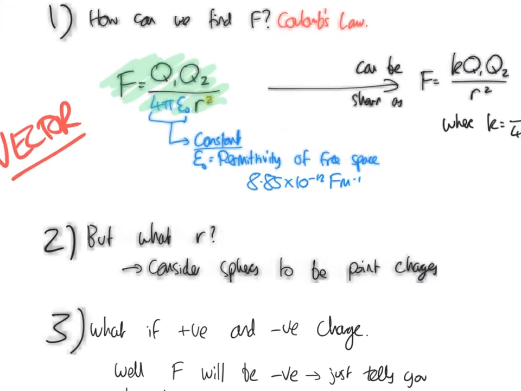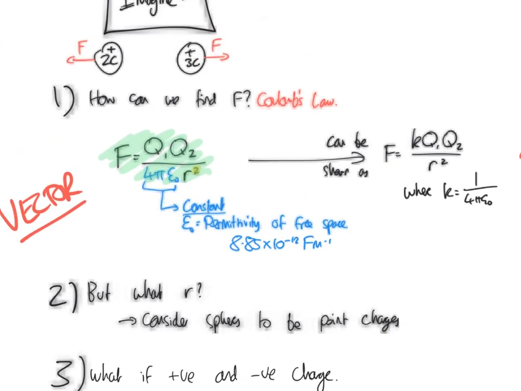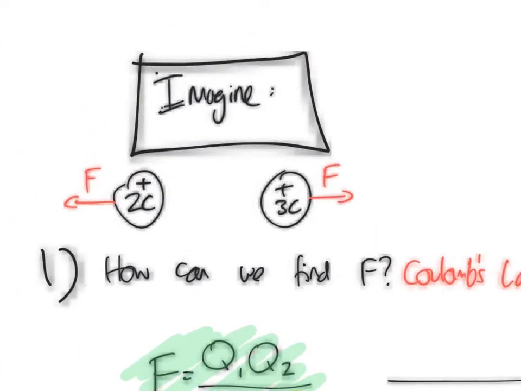Right, a few things to consider. What distance are we going to use when we've got two charges like this? Do we measure it from there to there? No, because we can consider these to be point charges. So just imagine that all this sphere is condensed down to one point of plus 3C, and therefore r will be that distance over there.